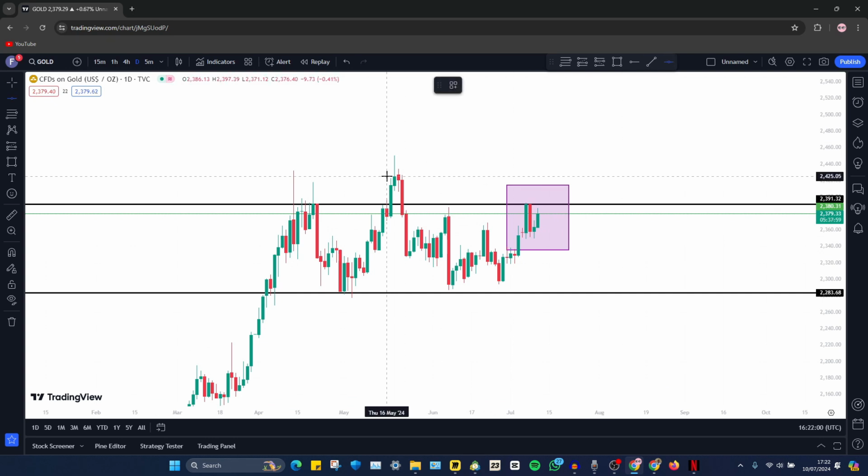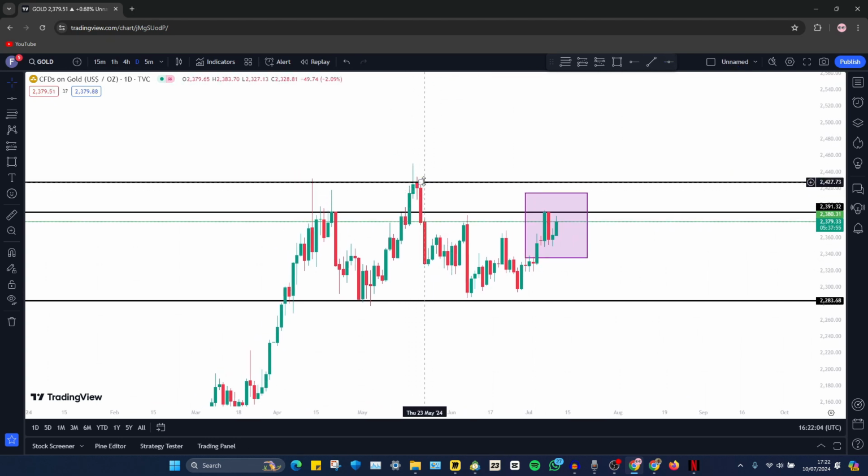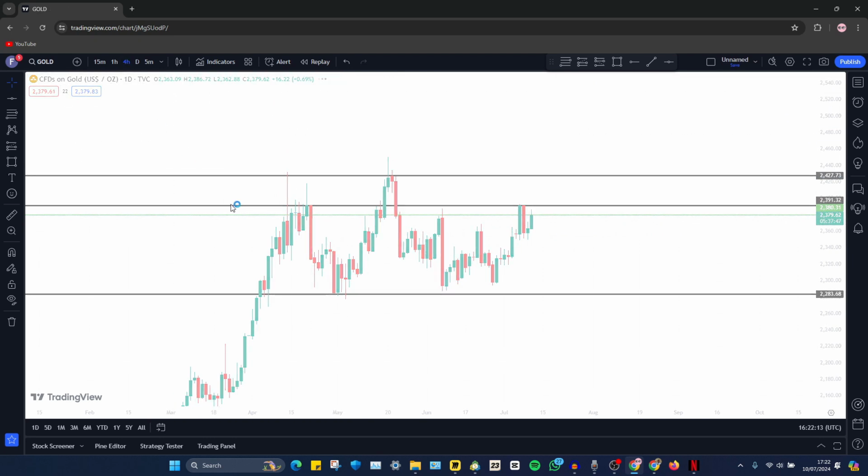Now we can get another resistance here. We can both agree that this was once a resistance. It formed and it came down. So now once we do that, we also want to do the same thing on the 4-hour time frame.